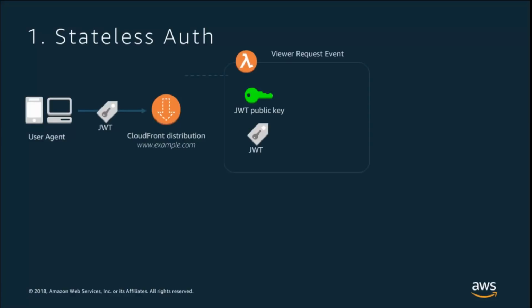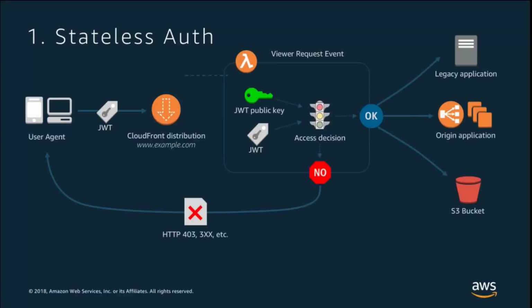So let's assume that you are using a JWT token to pass in some sort of credential information, and you want to make sure, even before you do any sort of cache lookup, that you either allow or deny the request. So what you can do to achieve this use case is define a viewer request Lambda function. Now, viewer request, like I mentioned before, gets triggered even before the CloudFront cache lookup is done. So your function is going to use the public key that you have to provide to decrypt the content in the JWT token, and then it can make a decision. Should I allow or should I deny this request?